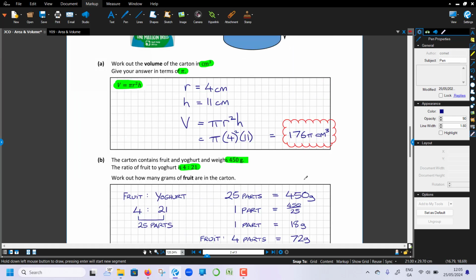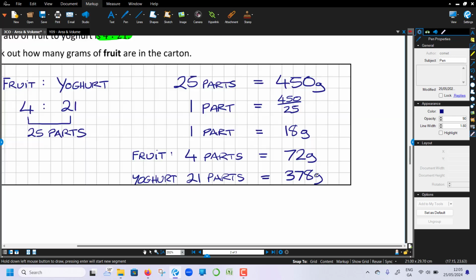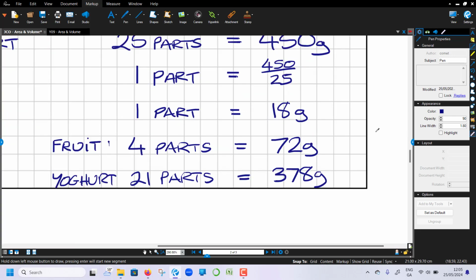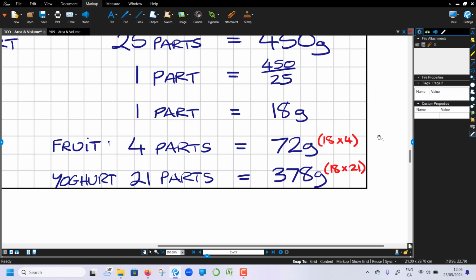So just in case you're wondering how did he do that? So we know 1 part is 18 grams. So to get 4 parts, we just multiply 18. I'll just write it here. So 18 times 4. Right, to get 4 parts. And to get 21 parts, it's going to be 18 times 21. That's how we got that.